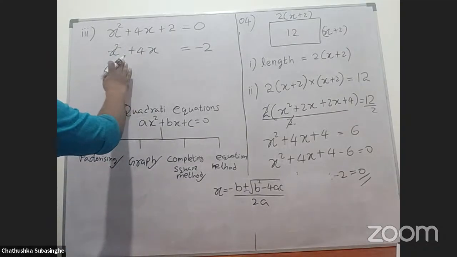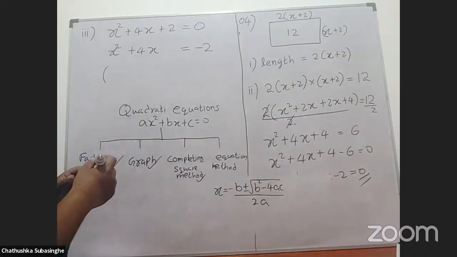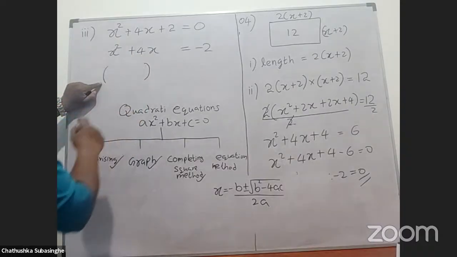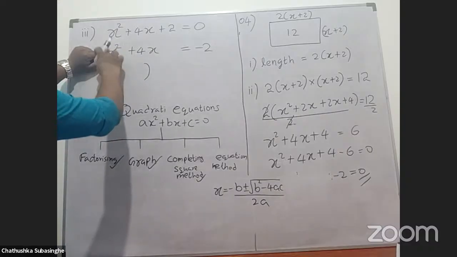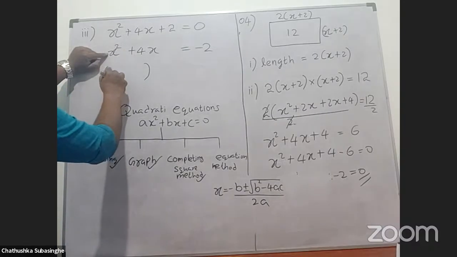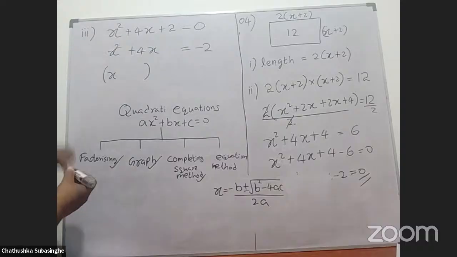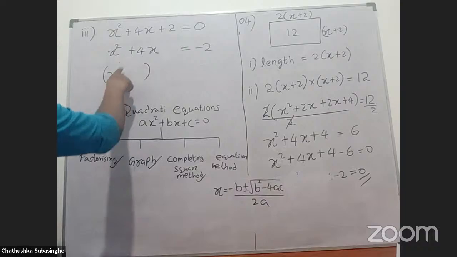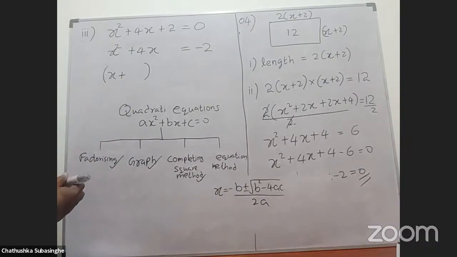When you come to this step, there shouldn't be any number in front of this x squared. Remember that. Now what we do is open a bracket and write whatever letter we have here without the square. Sometimes we might have y or z. In this case, we have an x, so we write it without the square. So it is x. Whatever the sign here, just put it here. It is plus, so I put plus.